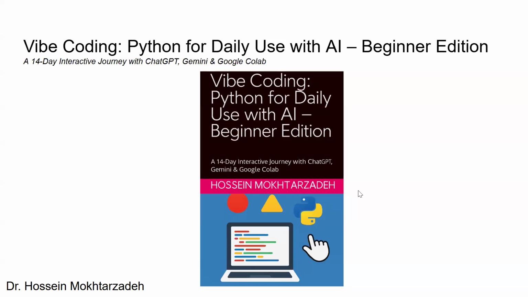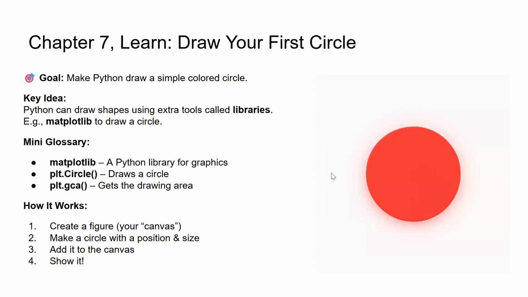In today's session, we are going to learn something cool about plotting and drawing, for instance, a circle or any kind of shape that you like. This is what Python can also do nicely. So the goal is to make Python draw a simple colored circle, for instance.